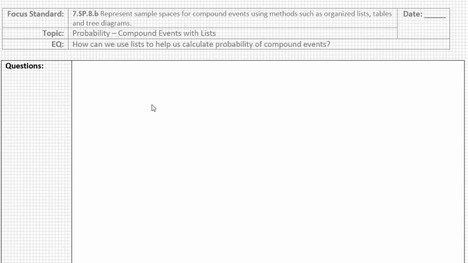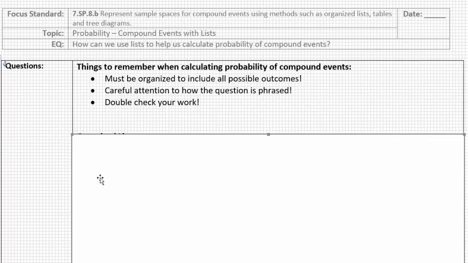So this is actually our second video on compound events. We had already looked at some examples of compound events and how to use tree diagrams and tables. There are a few things I want you to remember when calculating probability of compound events. First, make sure we're being organized to include all possible outcomes, another way to say that is all of the sample space. Pay careful attention to how the question is phrased. And lastly, and this is good advice all the time, double check your work.